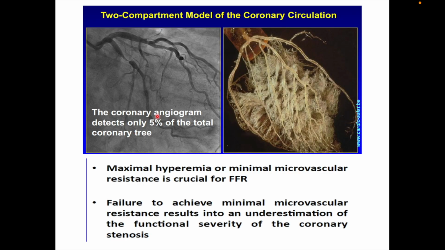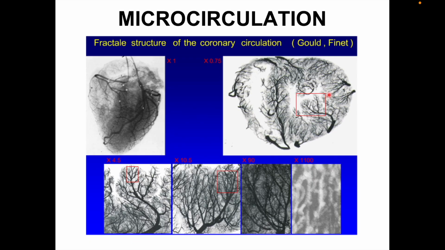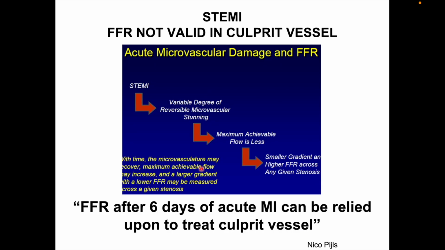Now we must remember that the coronary angiogram that we see here, epicardial vessels, is only 5% of the total coronary tree. The microcirculation that you see here comprises of the remaining 95% of the circulation. Look at this. Look at these tiny vessels that we don't see on the angiogram. So it's very important to use adenosine, because unless you use adenosine for this microcirculation, you will not be able to remove resistance truly from the equation.